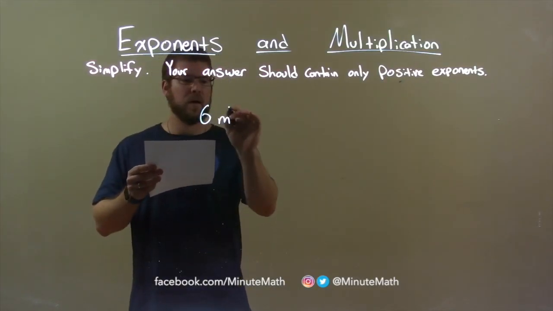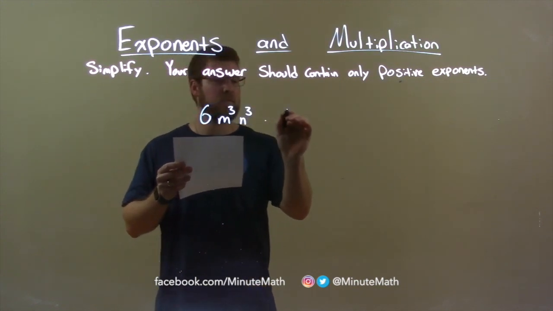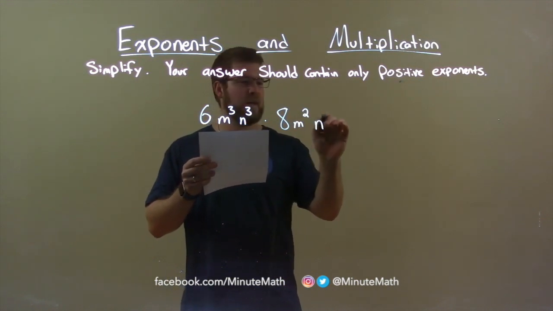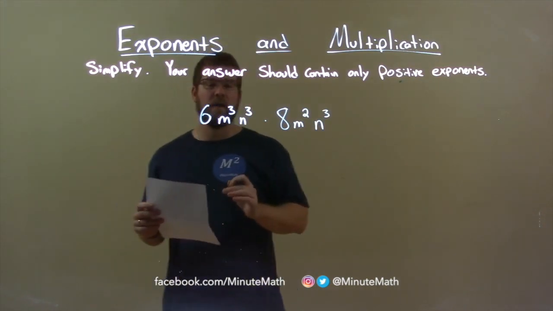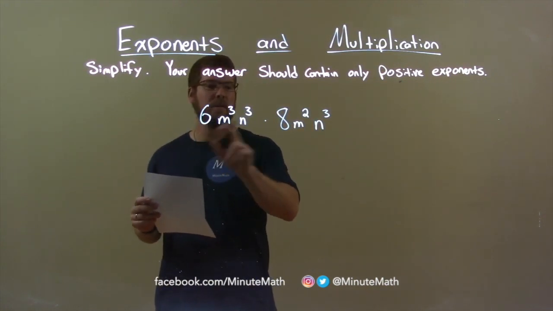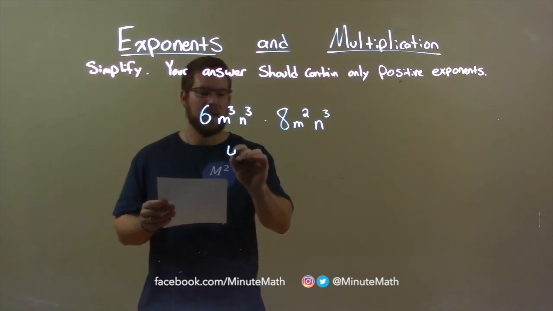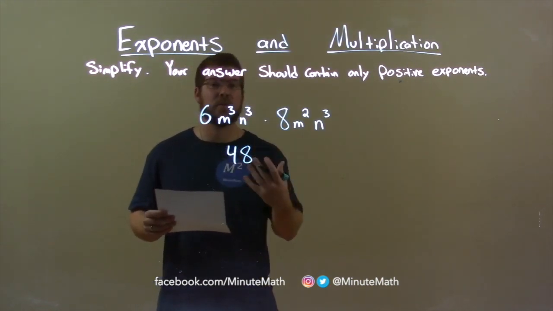6 m to the third power, n to the third power, times 8m squared times n to the third power. Well, the first thing I look at is my coefficient. I have 6 and I have an 8. Well, 6 times 8 is a 48. I have now finished with my coefficients and have to deal with the variables.